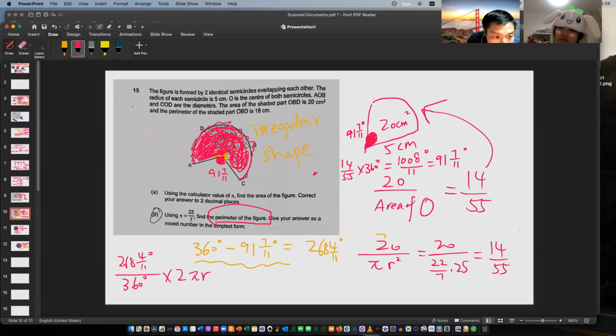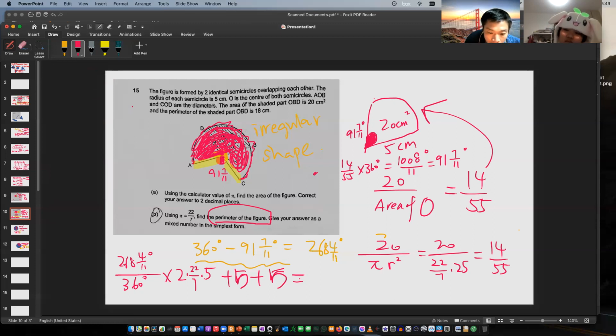Okay, then later on, I just need to add this part. Then I will get the perimeter of the figure. So that means if I were to continue, 5 plus 5. Yes. So you just fill up this. The pi is what? Just replace your pi with 22 over 7. Then replace the r with 5. Then continue to replace your r with 5. Then that will give you the perimeter of the figure in mixed number.